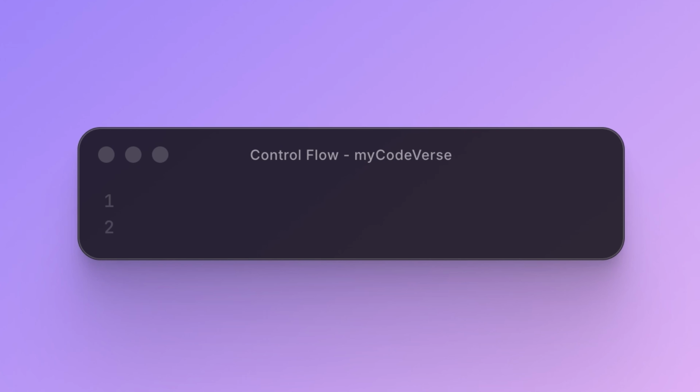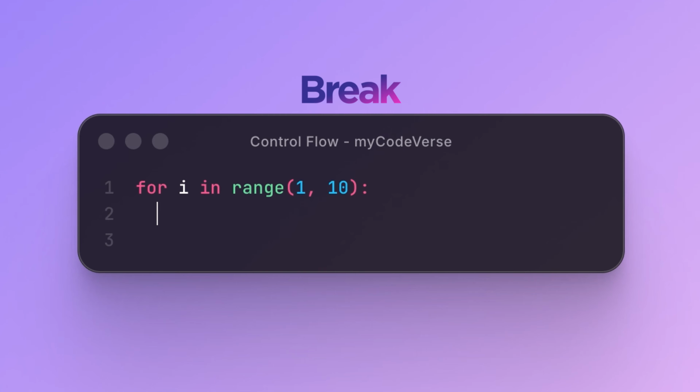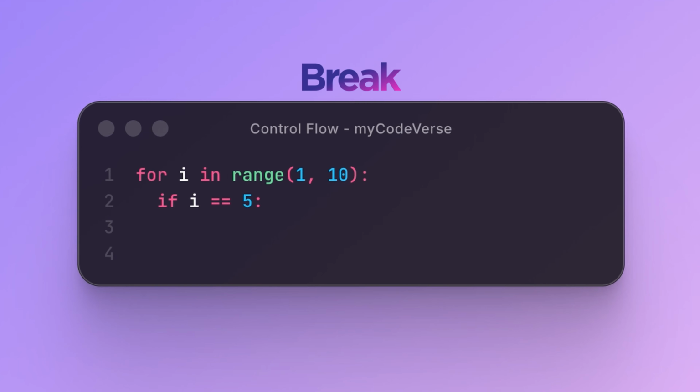Now here's where control flow gets interesting. You can control a loop from inside the loop. First one, break. Let's go line by line. This loop runs numbers from 1 to 9. On each number, Python checks one thing. Is i equal to 5?